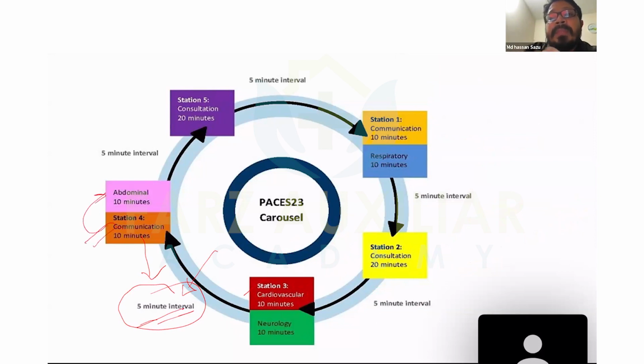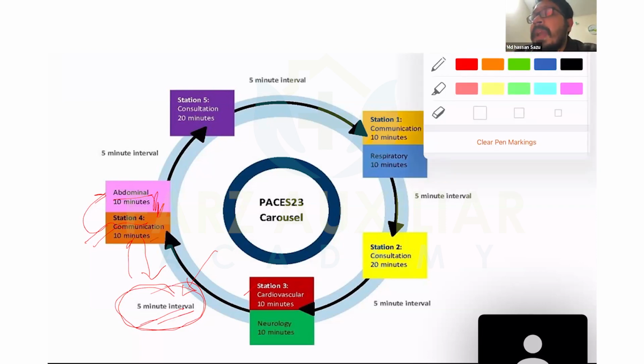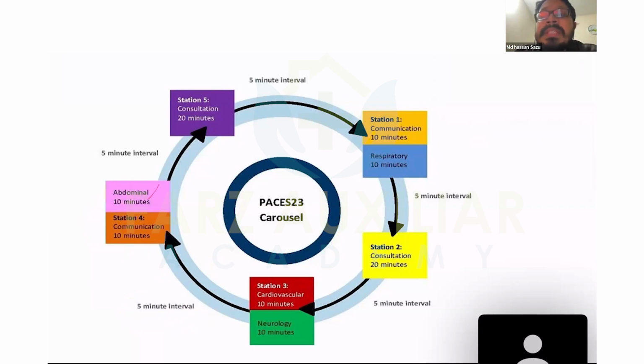Then again for the abdomen. Which one will this be? There will be someone who can guide you whether you are at the abdomen or at station 4. If you got the paper, then you will go for the communication first. So again, 10 minutes of communication in station 4, and again there will be abdomen, that is clinical stations.